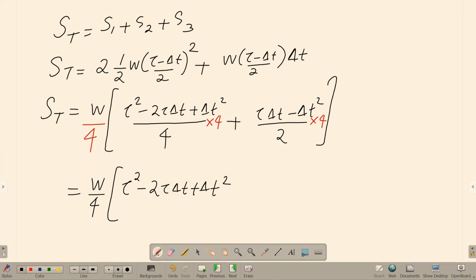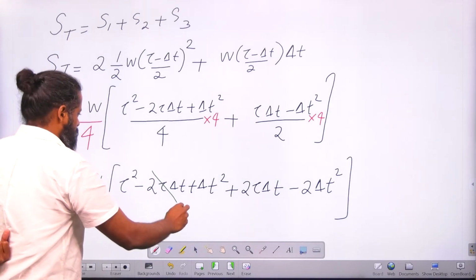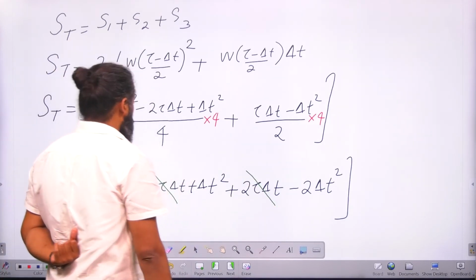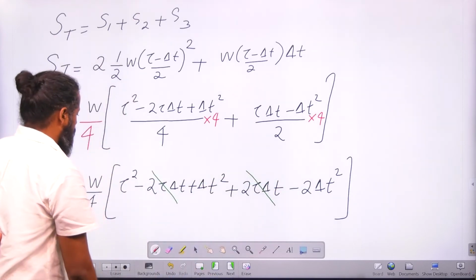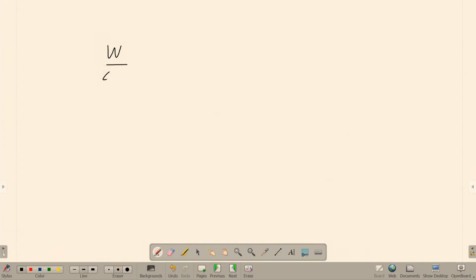This 1 by 2 will be cancelled out. So we will get plus 2 tau delta T minus 2 delta T square. Fine. So we can see 2 tau delta T is there, 2 tau delta T will cancel out, and delta T square minus 2 delta T square. So you will finally get total displacement is equal to W by 4 multiplied by tau square minus delta T square.